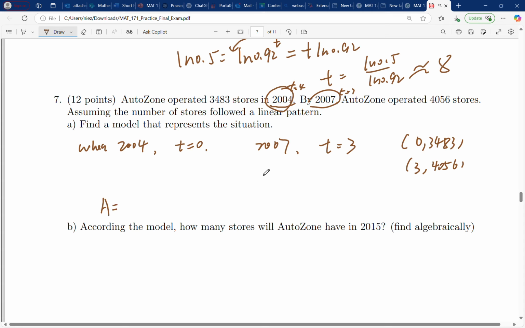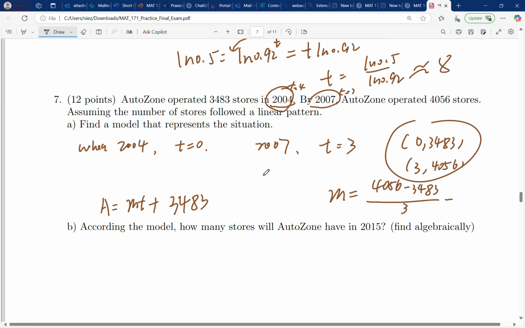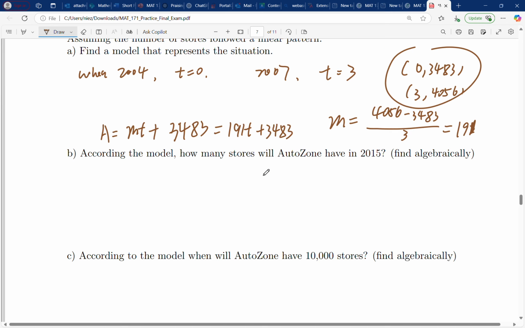Then let's use A, right? The price is going to equal m times t, plus b, right? Plus b. And here b you already have. It's 3483. So 3483. Now you only need to find m. To find m, you can use those 2 points. So 4056 minus 3483, divided by 3. 191, right? So here you get 191t plus 3483.